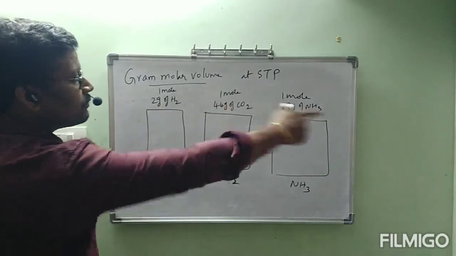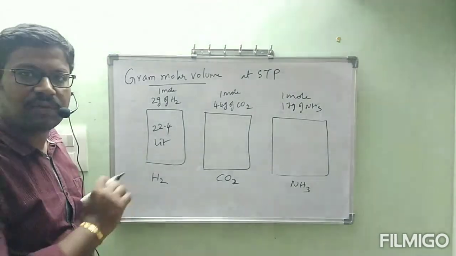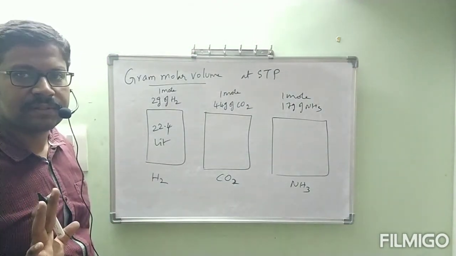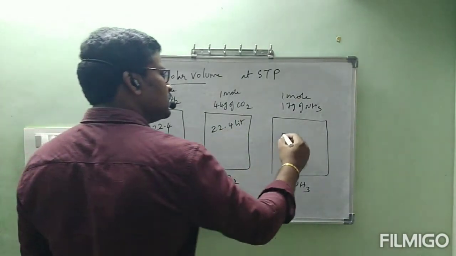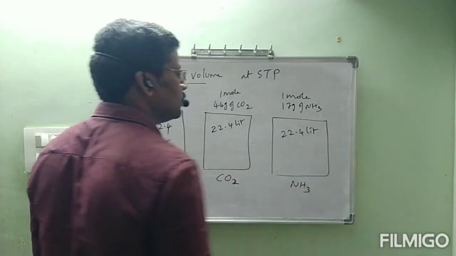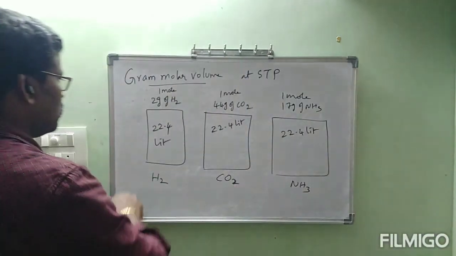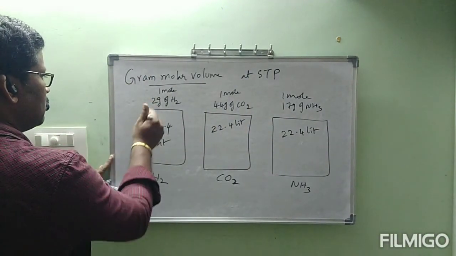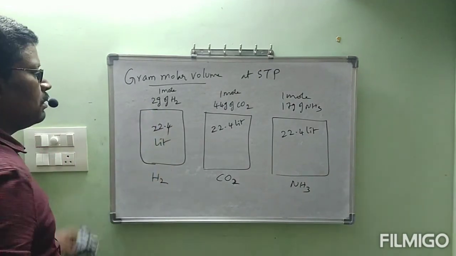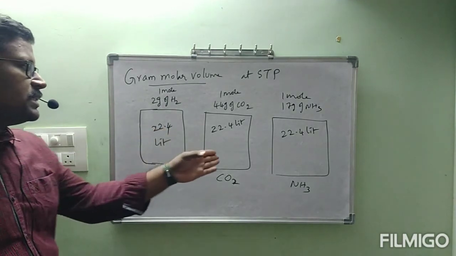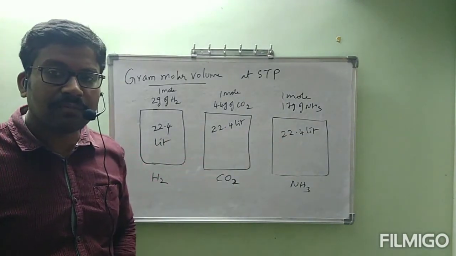At STP, 1 mole of any gas, volume is how much? Definitely that one will occupy 22.4 liters. This is also 22.4 liters. So what is the volume of this container? Volume of this container is 22.4 liters. This is also 22.4 liters. This is called GMV, gram molar volume.